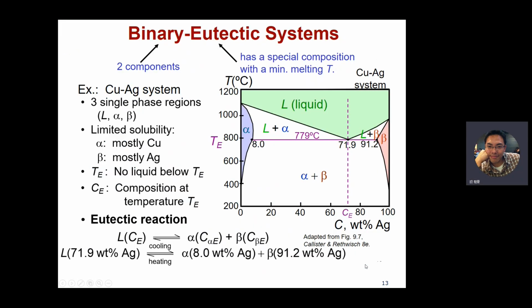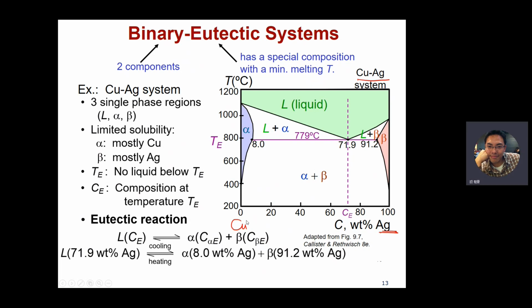Okay, so let's look at this example here. This is a binary phase diagram. It's a copper and silver system. Okay, so here is 100% silver and here is 100% copper.